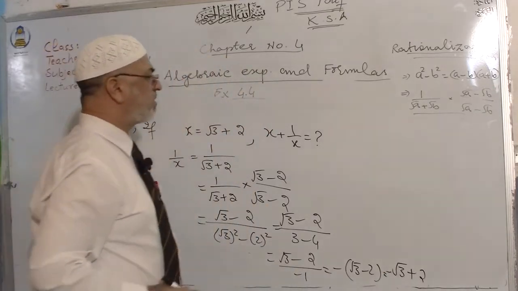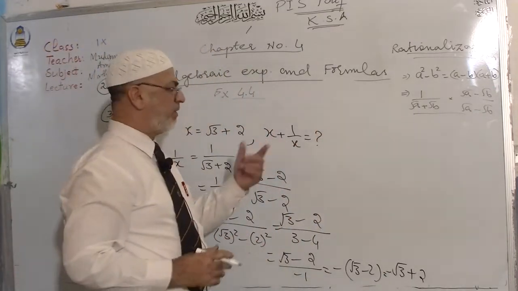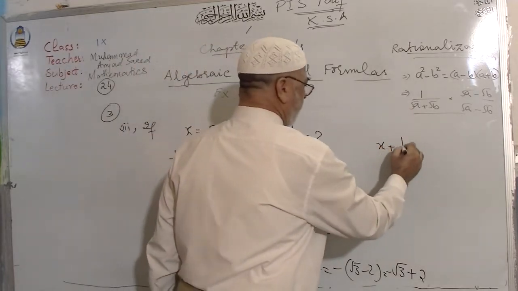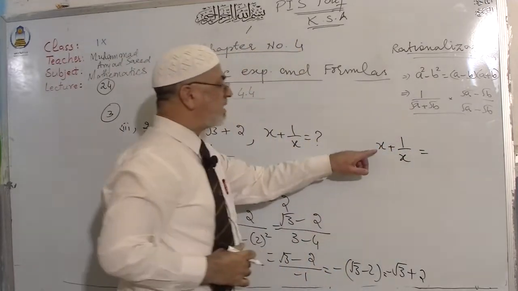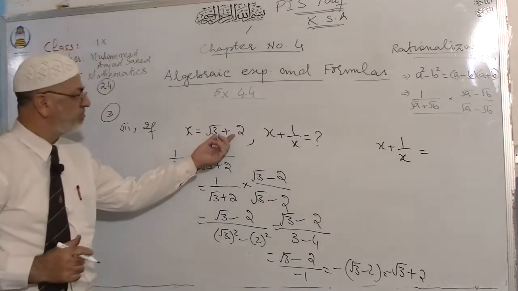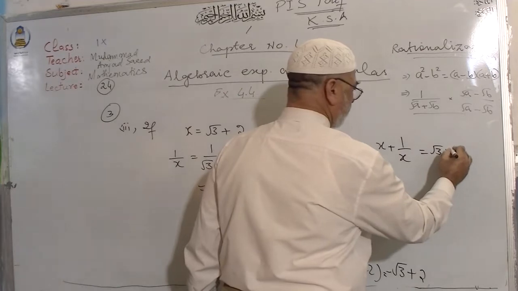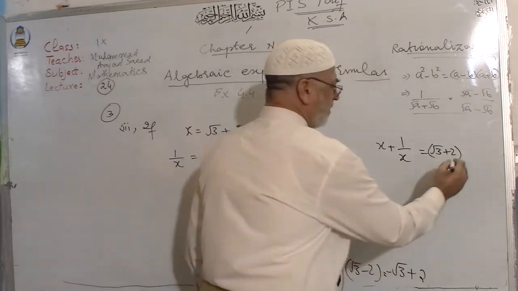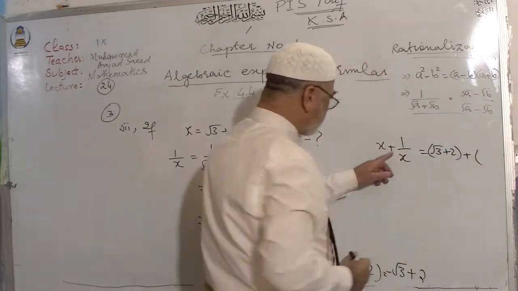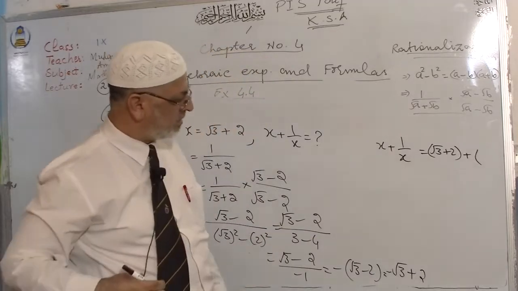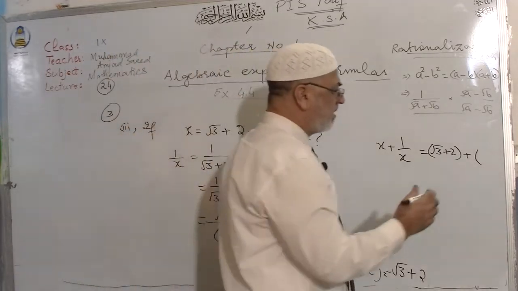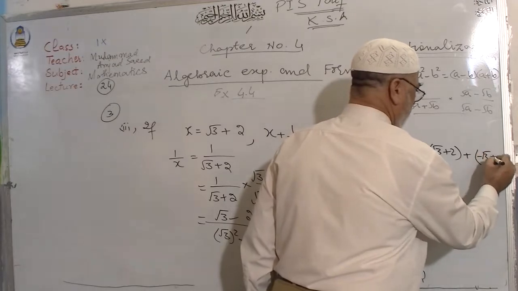Dear students, now come to this value which you have to find out. X plus 1 over x. What is the value of x? 3 under root plus 2. And then plus, what is the value of 1 over x? Value of 1 over x is minus 3 under root plus 2.